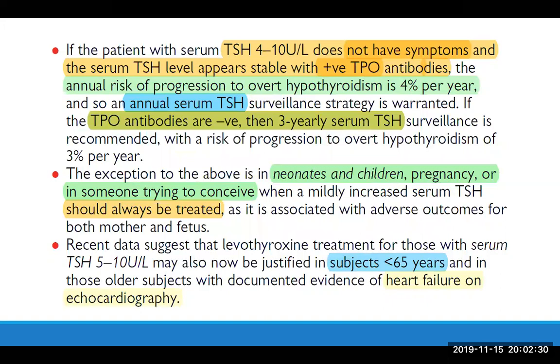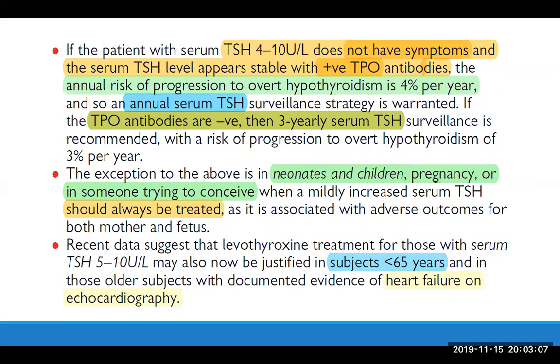If TSH is from 4 to 10, subclinical, and the patient does not have symptoms and the serum TSH level appears stable with a positive anti-TPO, the annual risk of progression to overt hypothyroidism is 4% per year, so just do annual TSH. If TPO is negative, then do TSH every 3 years, and as we said, it is not practiced. And of course, in the neonate and children, pregnancy, and those trying to conceive, you should treat subclinical hypothyroidism.